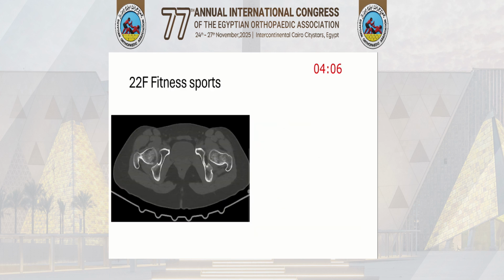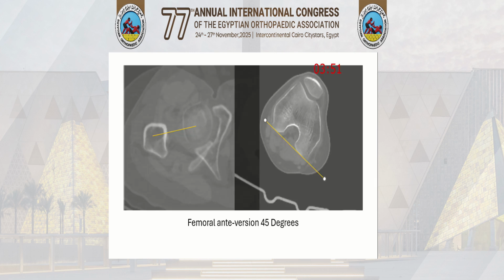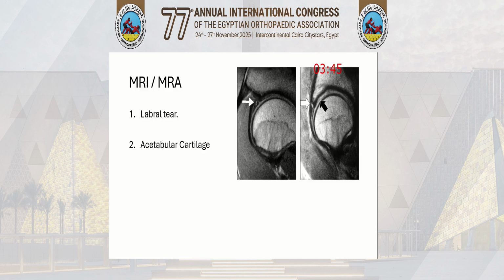So if you look at this 22-year-old fitness sports player, the acetabulum alone looks completely normal, but when you put the knees together in the same slide, you can see how internally rotated her knees are. When you measure the anteversion here, her femoral anteversion is 45 degrees. So this is another cause for anterior hip instability.